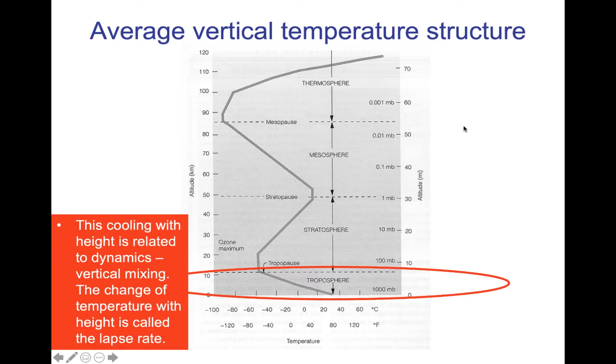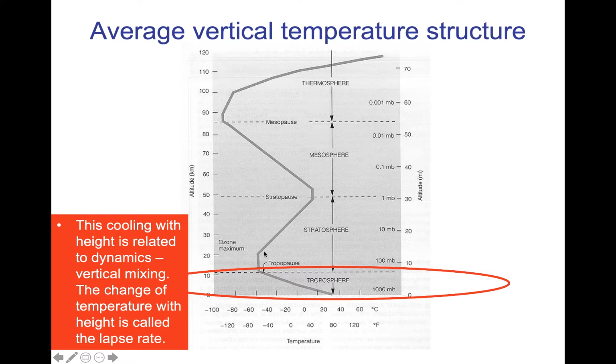If we look back into earlier lectures on the structure of the atmosphere, one of the things that we saw is that in the troposphere, we have this decrease of temperature with altitude. It's warmest down here at the surface, and it's coldest in the troposphere at the top of the tropopause. And in fact, it's coldest at the tropical tropopause. This cooling with height is related to dynamics. It's related to vertical mixing. And this cooling with height, this change of temperature with height, is called the lapse rate. Hence, we often are looking at this quantity here in the troposphere when we're talking about lapse rate.